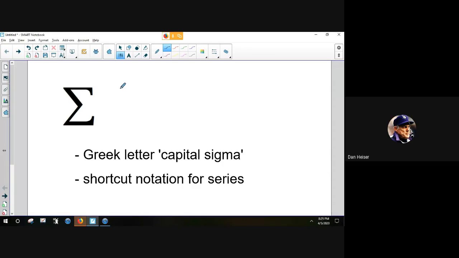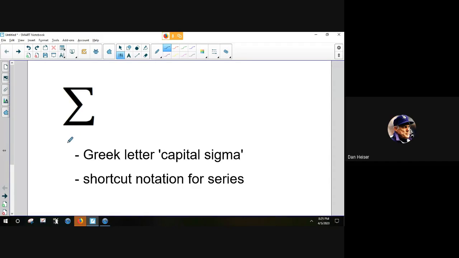Here's our last section of this unit. It covers what's called sigma notation. This is the Greek letter sigma. It's like a capital E with these little points on it. This is what's used as a shortcut notation to represent series.